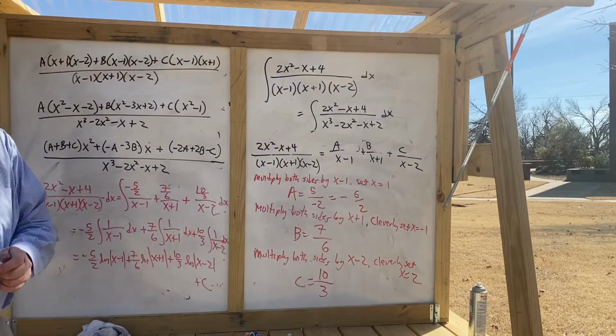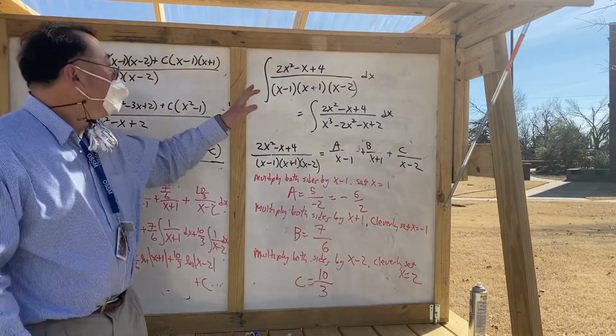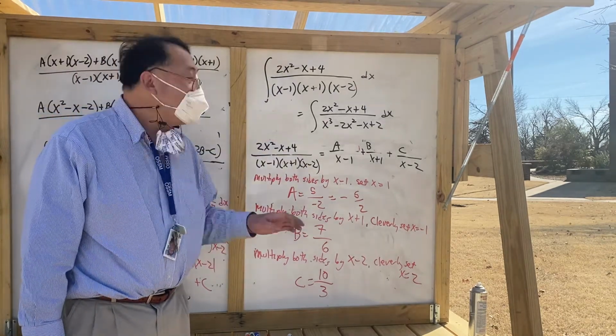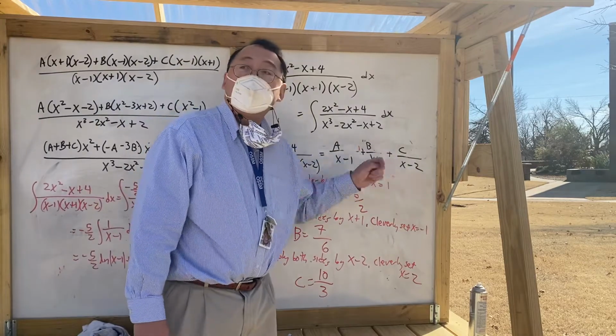The basic thought here is I'm going to take a complicated rational expression and express it as the sum of 3 basic expressions that you know how to integrate.